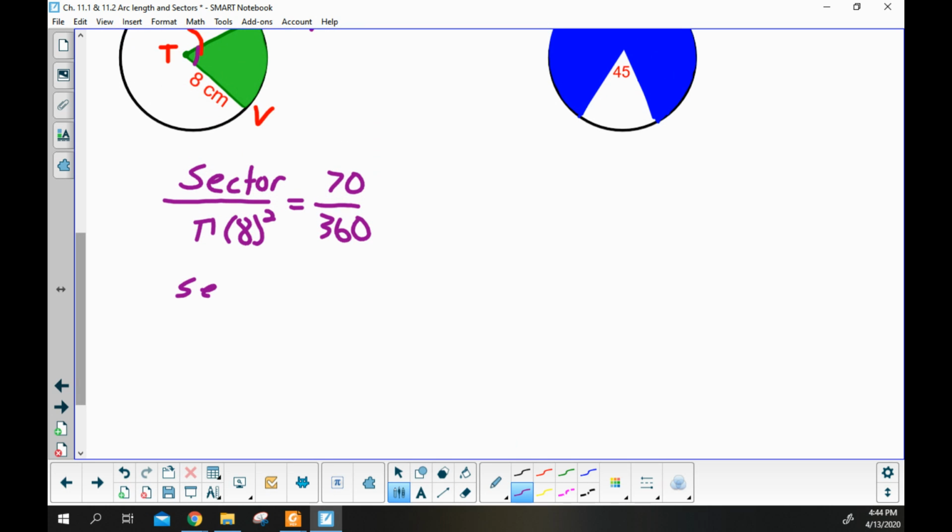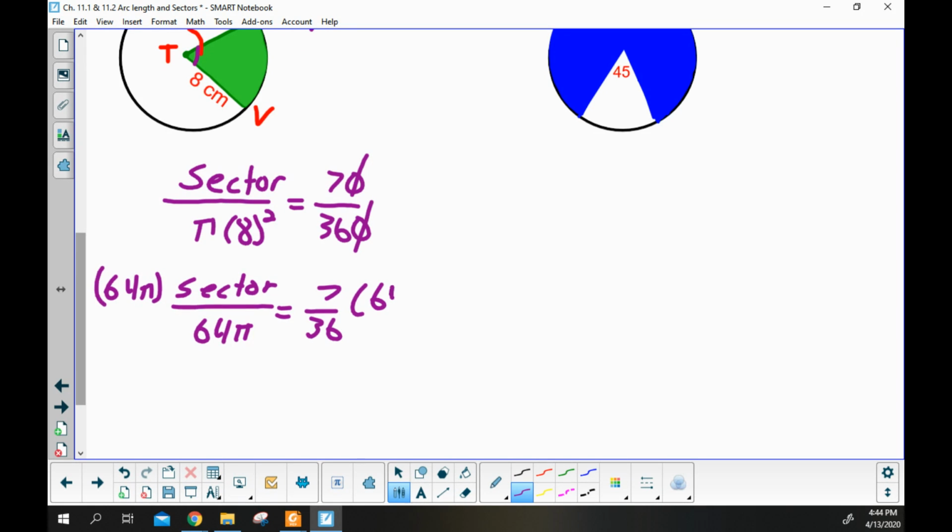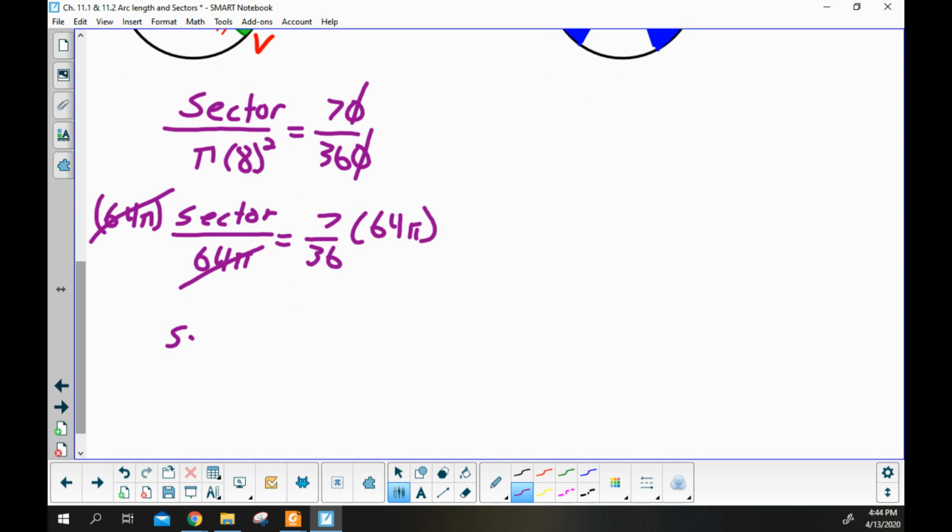So here we go. We got my sector over 64 pi equals, and I'm going to cancel out my 0, 7 over 36. And now I'm just going to solve for the sector. 64 pi on both sides. So my sector is equal to 7 times 64 pi over 36. Now I'm going to simplify before I multiply 7 times 64. That's a big number.